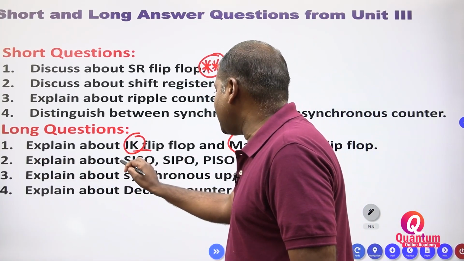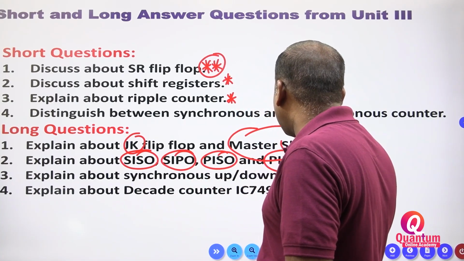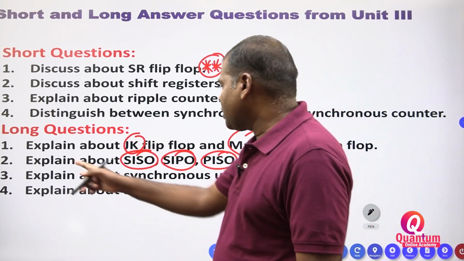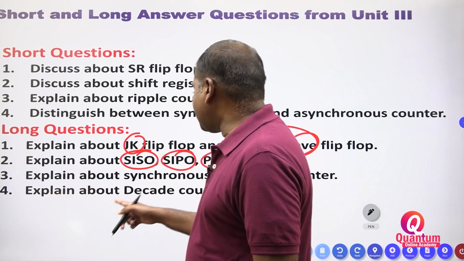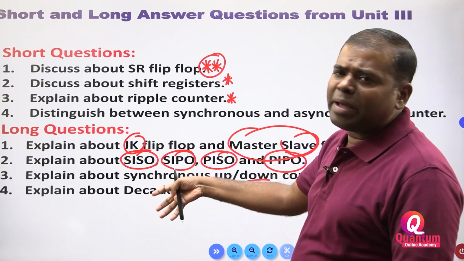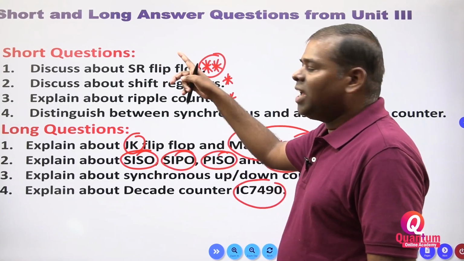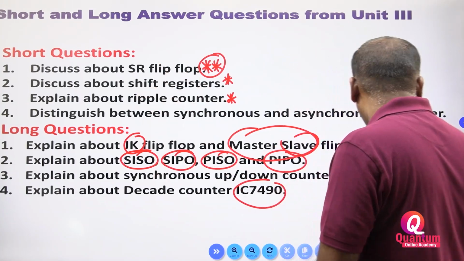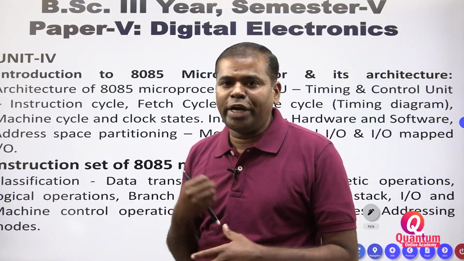Explain about the serial in serial out, serial in parallel out, parallel in serial out, parallel in parallel out shift register. Explain about the synchronous up and down counters. Explain about the decade counter IC 7490. So these many questions you will get in your theory examination as long questions and short questions. Now you are able to see unit number 4.